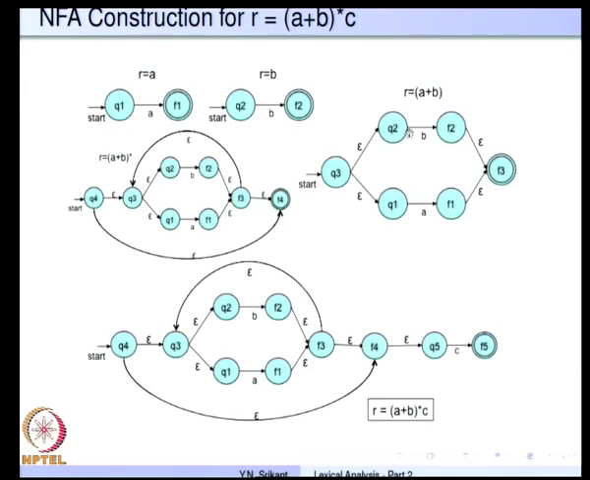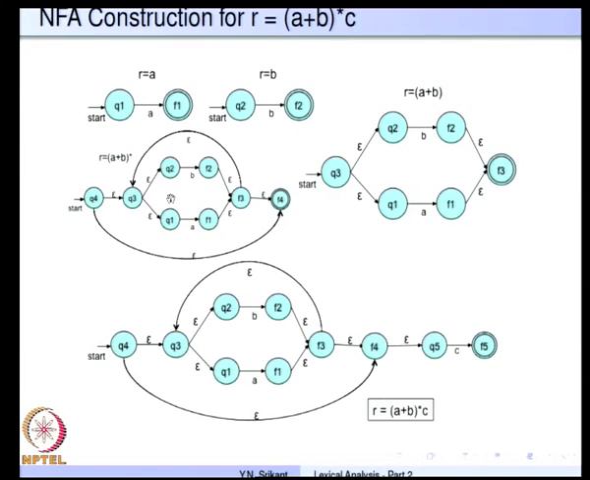So, the construction says take the machine for A, take the machine for B, attach Q3 and F3, which are the new start and final states, and add epsilon arcs. So, this machine corresponds to A plus B as such.